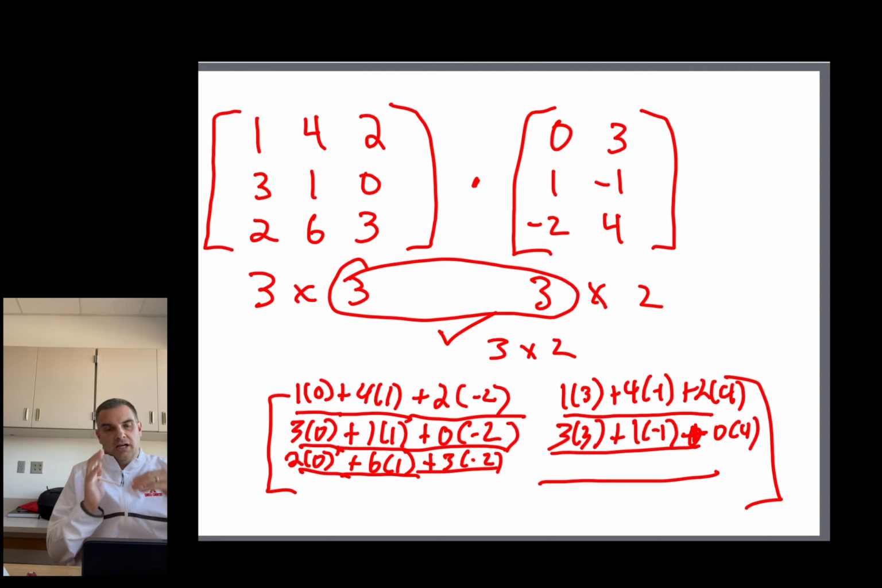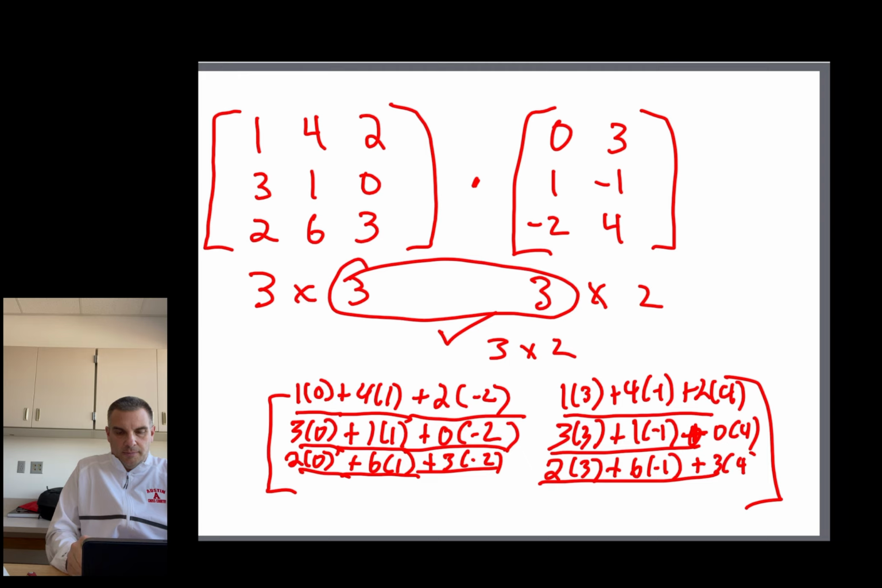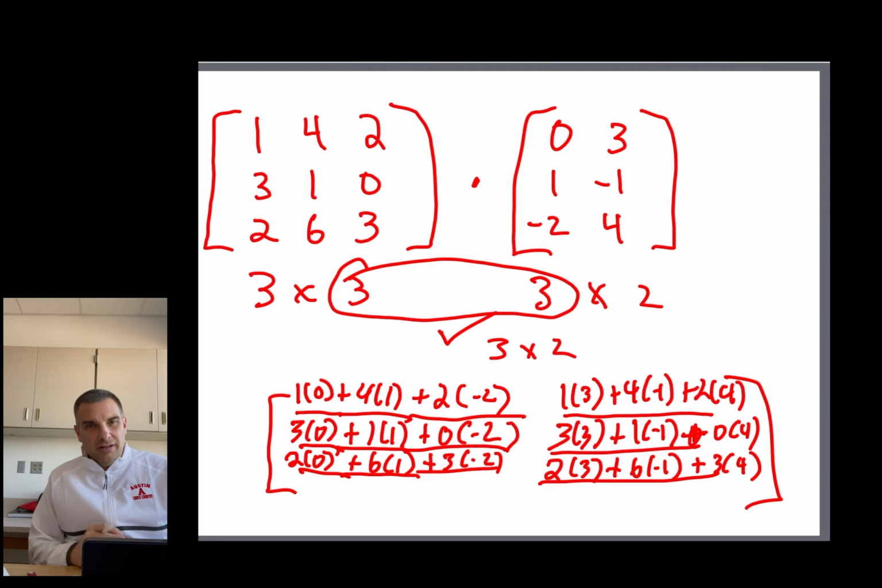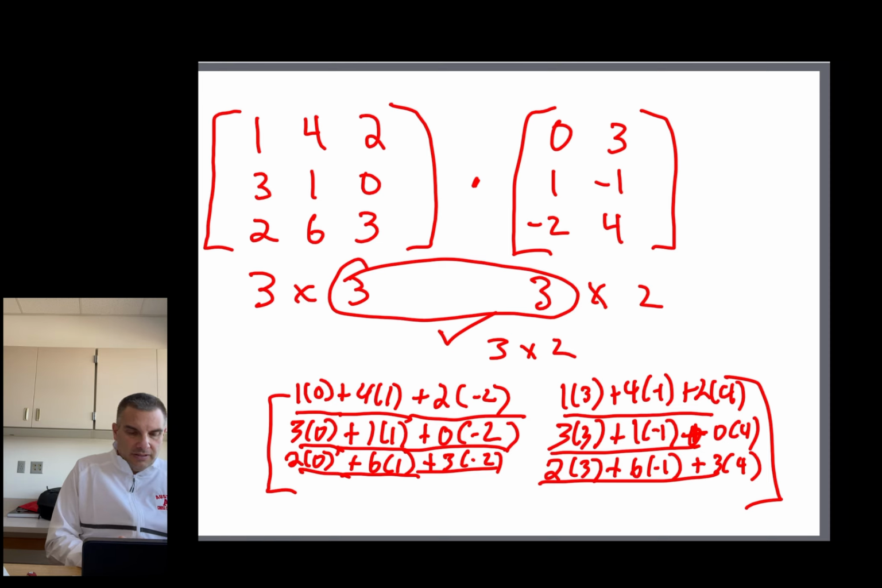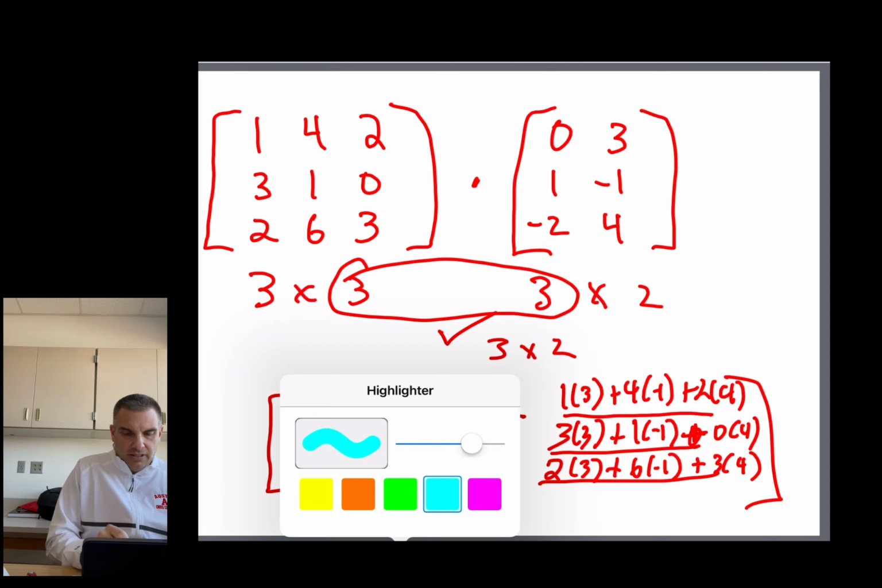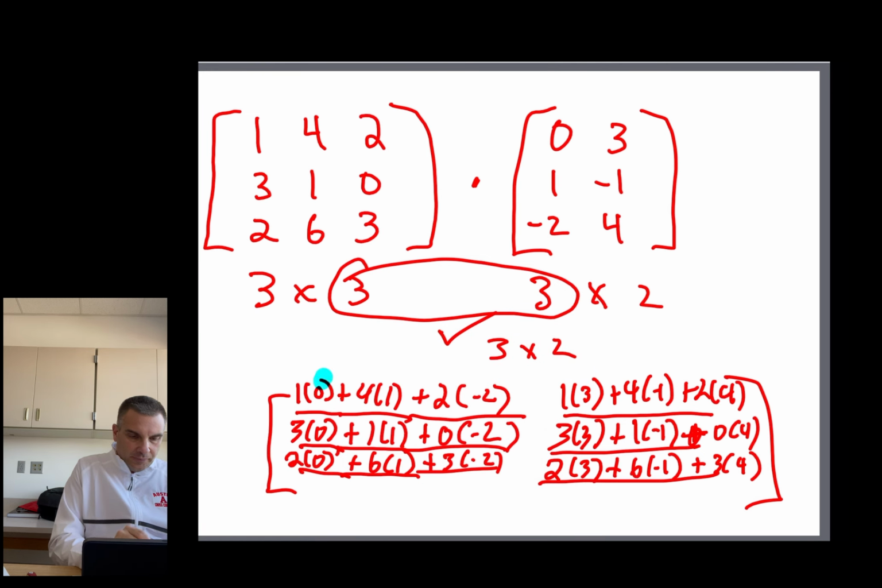Third row, second column. 2 times 3 plus 6 times negative 1, 3 times 4. Now, is it necessary that you write all of this out? No, but some of you maybe noticed when I was doing this, if I look here, here, and here, notice how all of those are the same, which they should be because they're the columns. It's just my own personal little check to make sure it works.